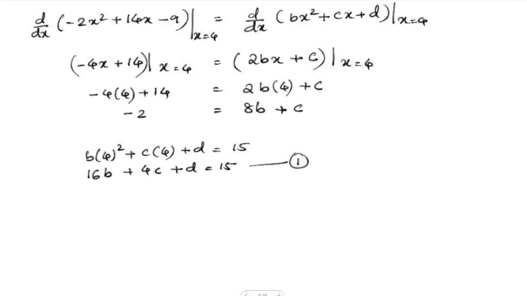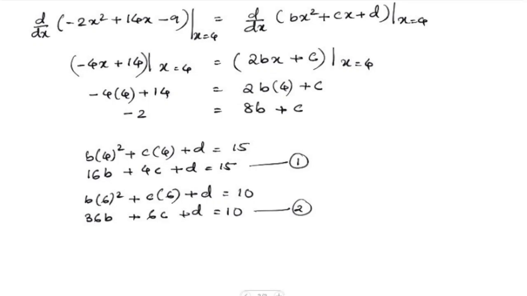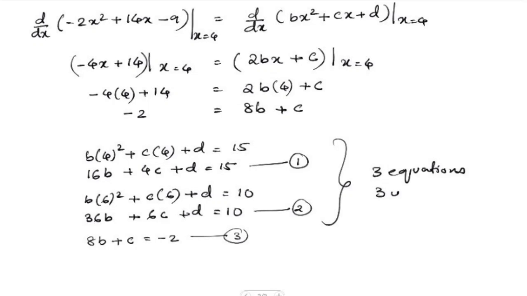So that's our first equation. And then putting now f of 6, so we have b6 squared plus c times 6 plus d is equal to 10. So if you solve that, you get 36b plus 6c plus d is equal to 10. And this is our second equation. And the third equation, we can just write it down from above, which is 8b plus c is equal to minus 2. So now we have got three equations and three unknowns, right? So now we got three equations for our three unknowns.